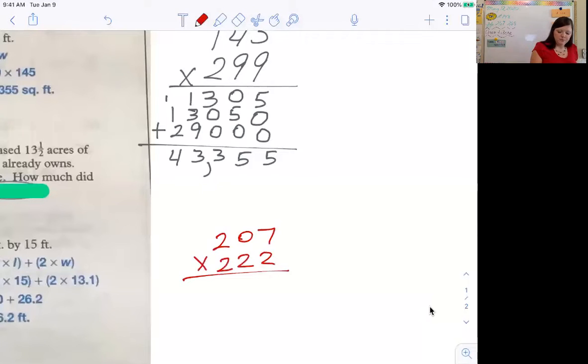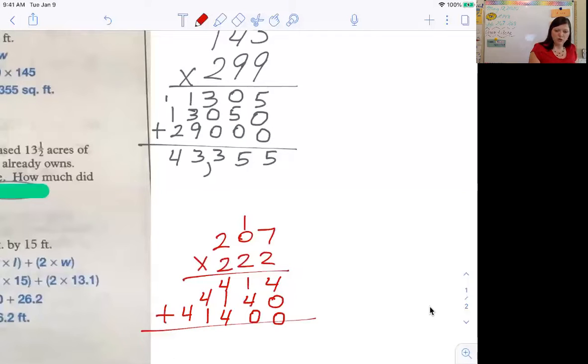7 times 2, 14, carry the 1. 0 times 2, 0 plus 1 is 1. 2 times 2 is 4. Annex a 0, copy that partial product down again: 4, 1, 4. Annex 2 zeros. Copy your first partial product again: 4, 1, 4. Add your three partial products together. 4, 5, 5, 9, 5, 4.